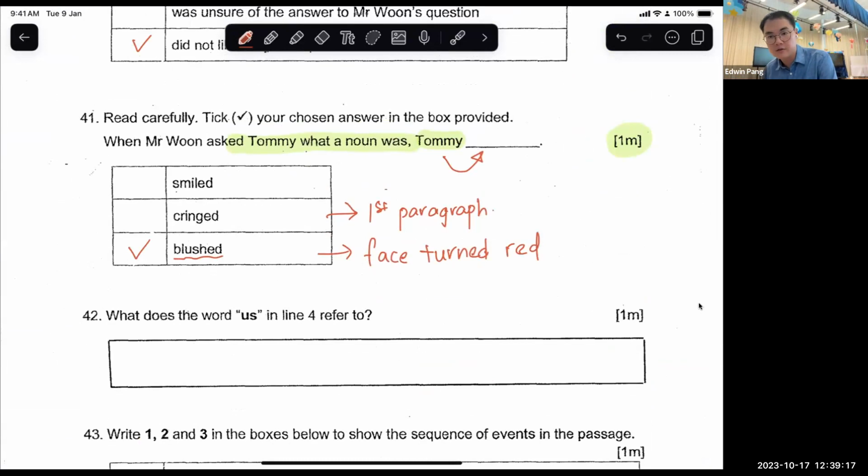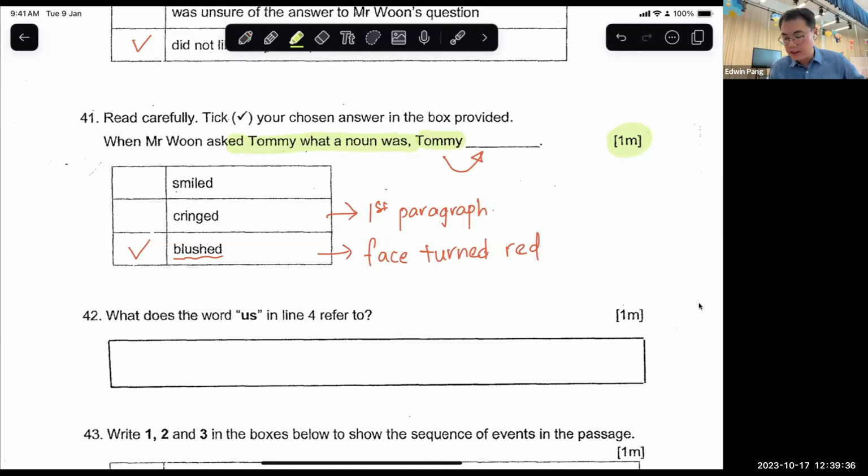Chloe, do you understand? So you saw the word cringed, so you thought that was the answer, but you must be very careful because cringed was in the first paragraph. Now we are in the second question already, okay? So you have to follow the sequence of the text so you don't give the wrong answer, okay? And look out for the clues. Face turned red. Good, but never mind, it's a good try.